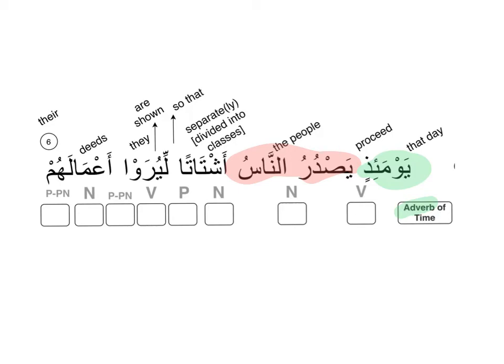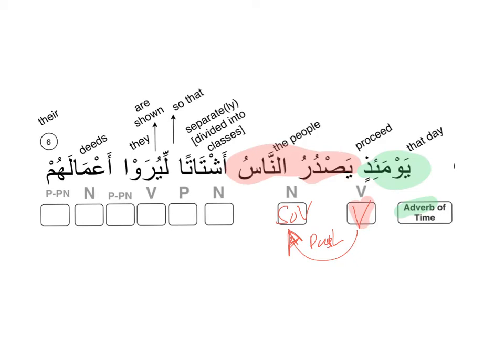Okay, so let's do this. Sorry, let me change the ink here. Okay, so you have a verb here and then the subject of the verb. That's quite straightforward. The people proceed. So on that day, the people proceed. So you have a push here, and then you have Ashtaatan.